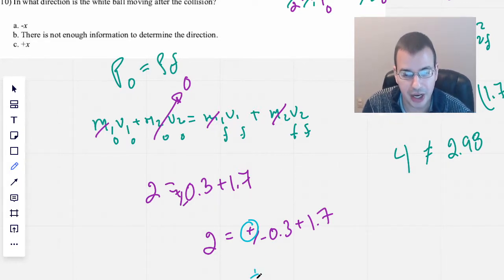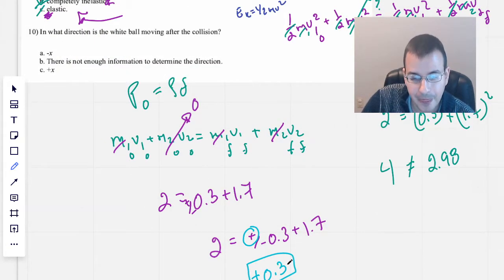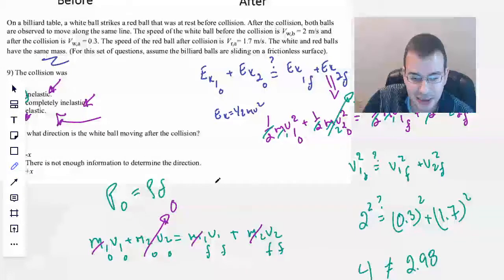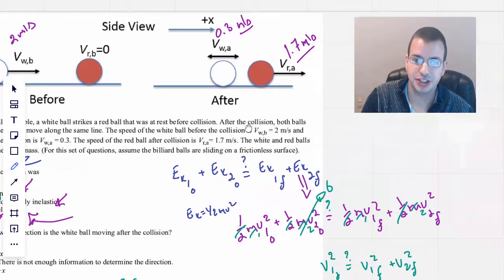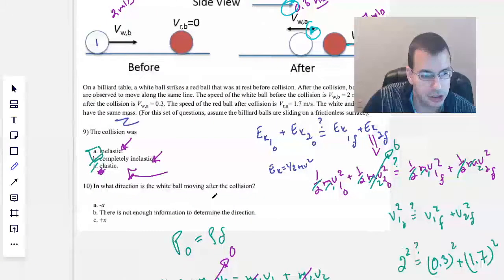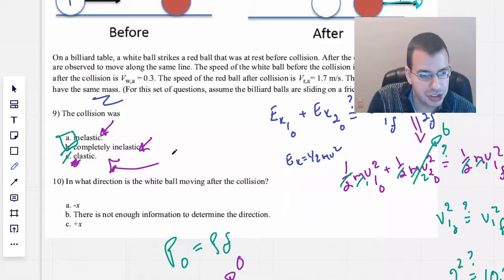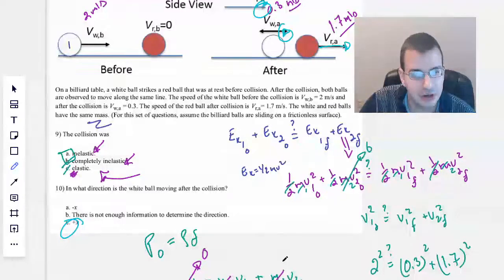So we know that it's plus 0.3, and more importantly, it means it's the same sign as 2, the initial velocity, and the velocity of the red ball. So it means this arrow going in the same direction is what it's going to be. So we're going to call that plus x right here. So what direction is the white ball moving after the collision? Plus x. Okay, not too bad.